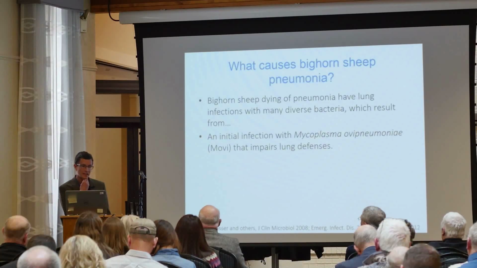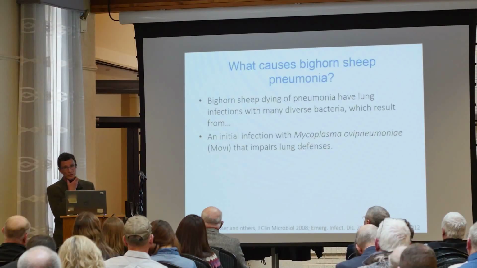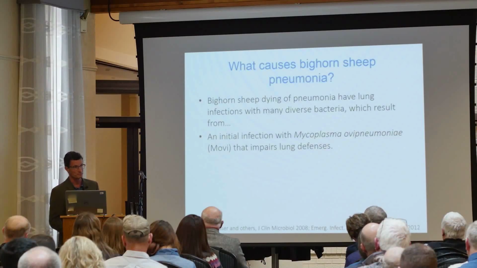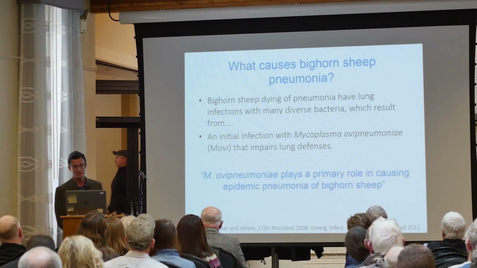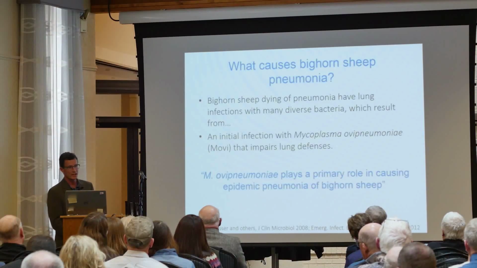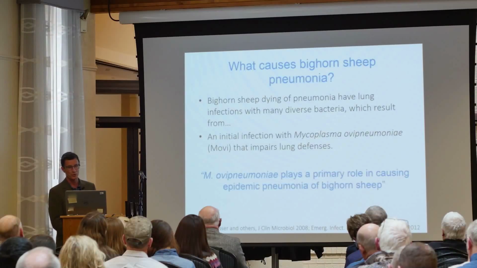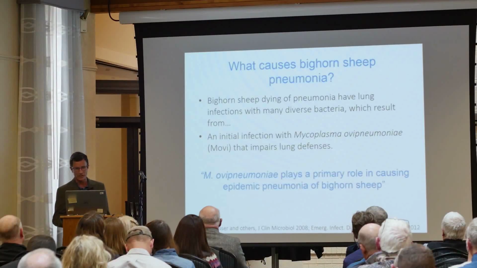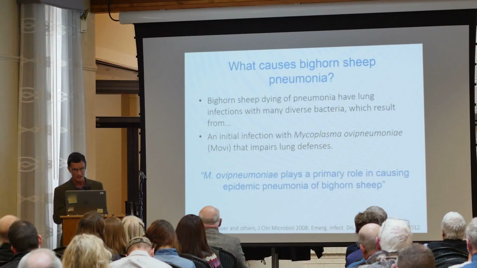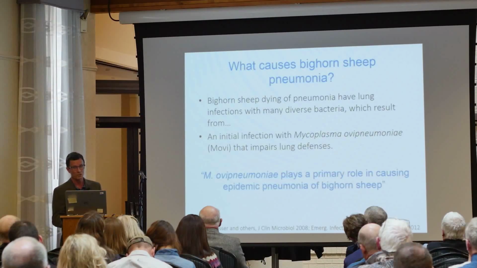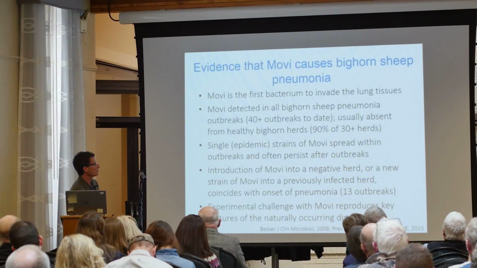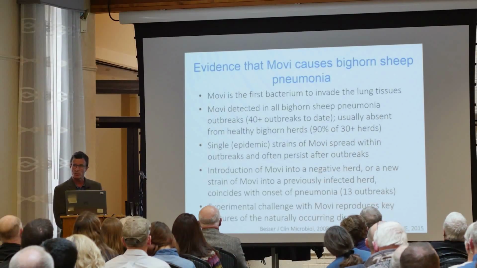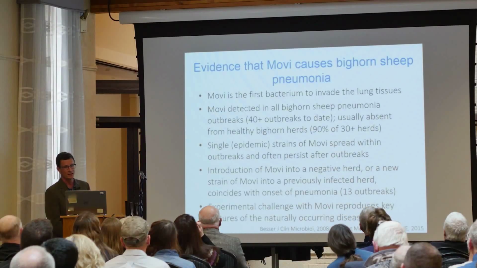The bacteria that are actually in bighorn sheep pneumonia that result in their death are a pretty close reflection of the bacteria that are in the throat of a normal bighorn sheep. So in our publication back in Emerging Infectious Diseases, we made the statement that MOV pneumonia plays a primary role, meaning it's the epidemic agent that starts the process, causing epidemic pneumonia of bighorn sheep. And I haven't seen anything since then that would make me think otherwise. So I've got a lot of words on this slide, but I thought it would be worth going through some of the lines of data and evidence that support that conclusion that MOV pneumonia is the primary infectious agent.